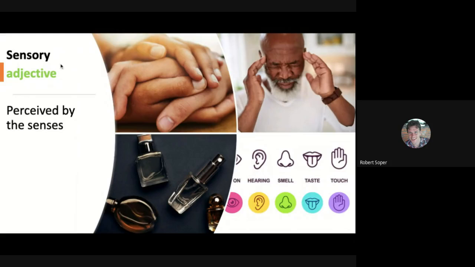So sensory kind of goes with something like experience. It also goes with something like input. So how would I explain that? Well, I could say being underwater completely changes your sensory input. What I mean there by sensory input is how your senses take information. So being underwater completely changes how your senses take in information, or in other words, your sensory input.